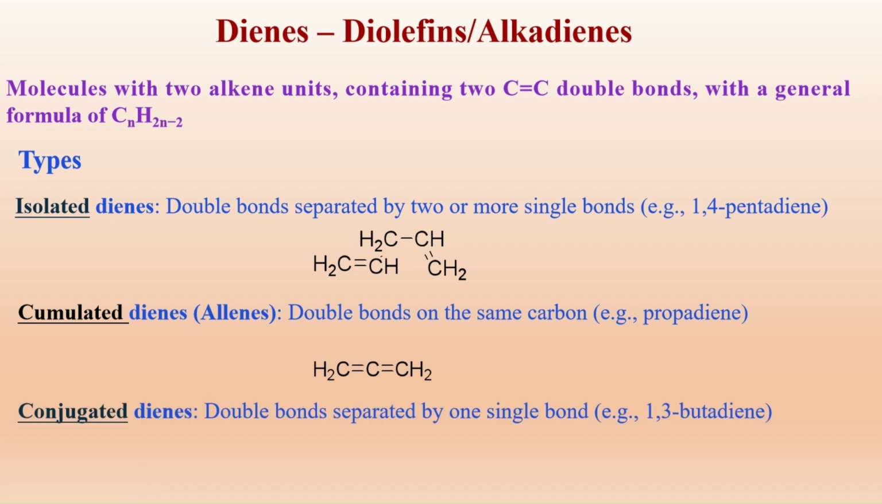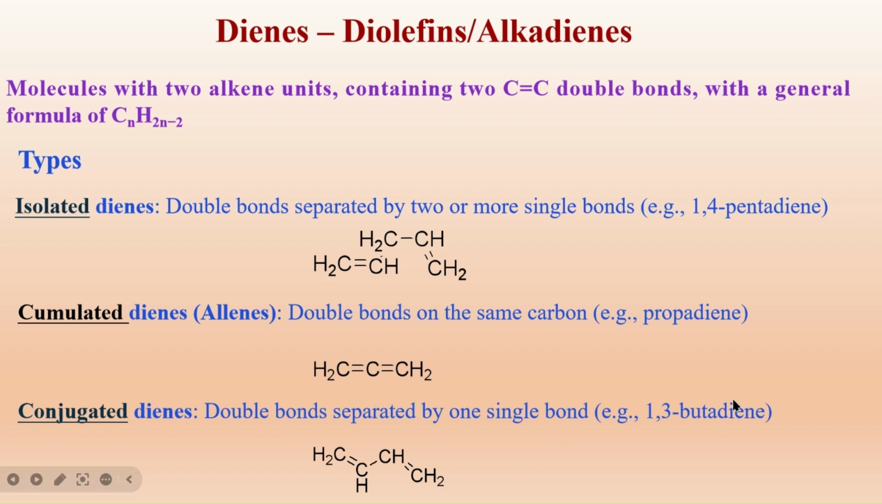The last type of diene is the conjugated diene. Conjugated dienes also have two double bonds, and these two double bonds are separated by one single bond. In other words, there is alternately a single bond and a double bond. The simplest example of a conjugated diene is 1,3-butadiene.